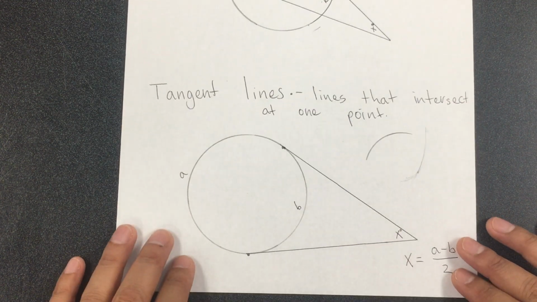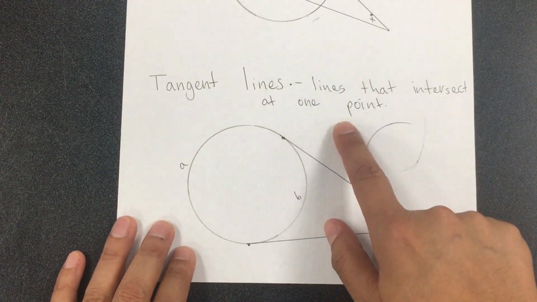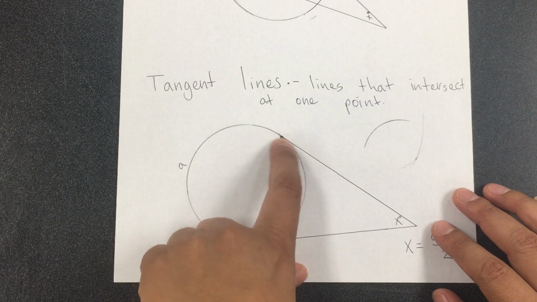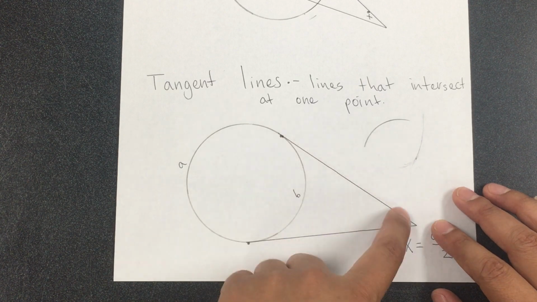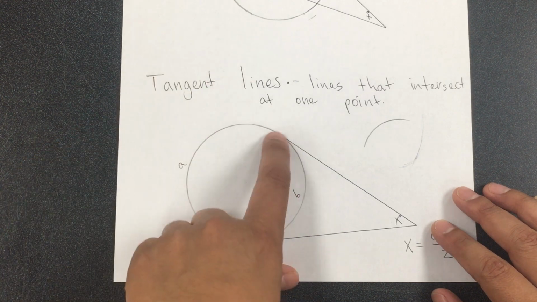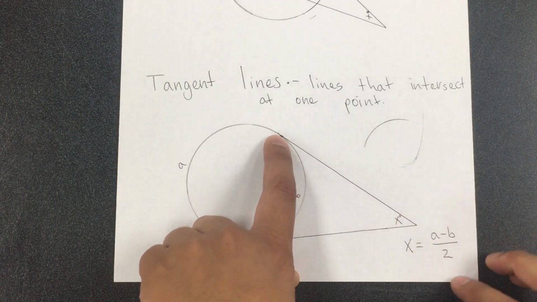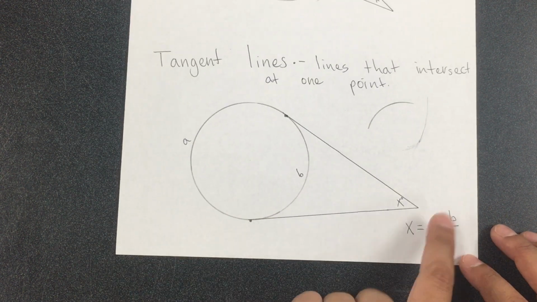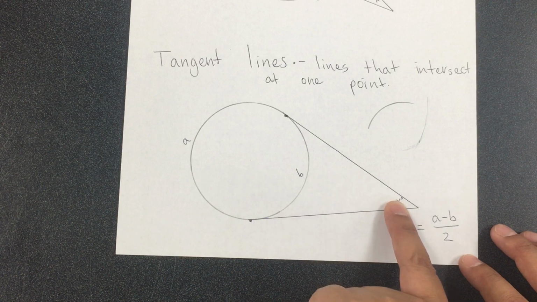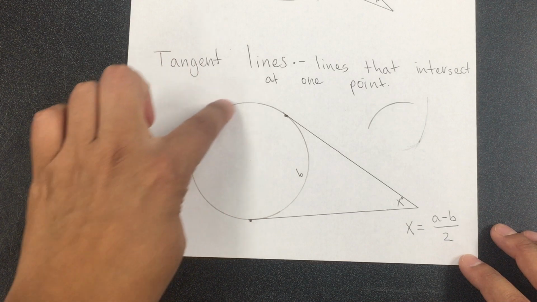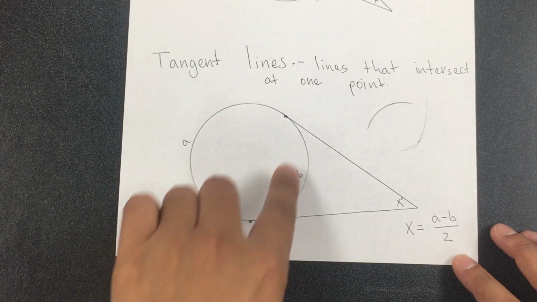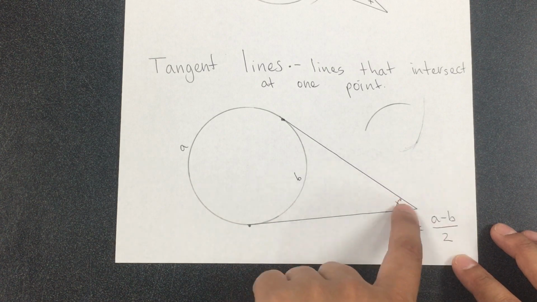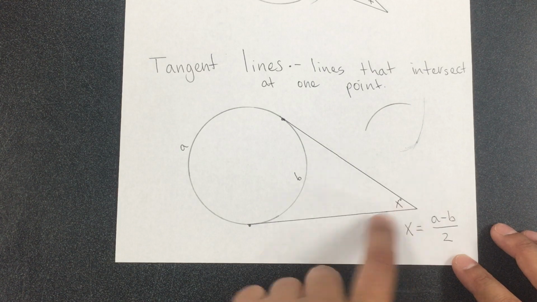Now the tangent lines are lines that intersect at one point, okay? And not each other, but the curve. And so this tangent line intersects right here. Sometimes this can be extended all the way to the other side, but it touches only one point, okay? So this is a tangent line, this is another tangent line. And to find this outside angle, it's the same rule. You have the bigger arc, which is A, minus the smaller arc, which is B, and you divide it by 2, and that gives you this outside angle.